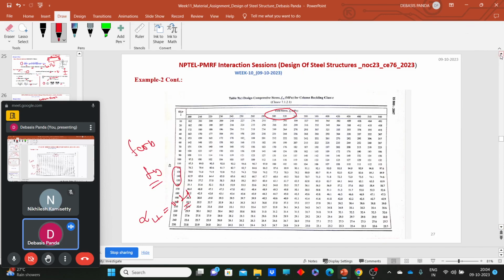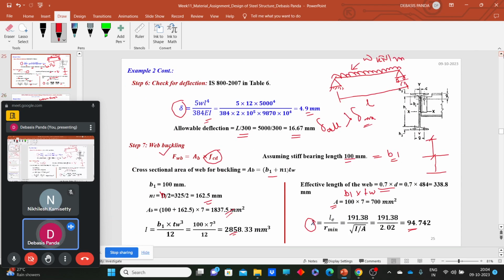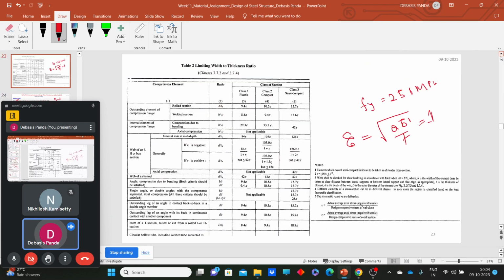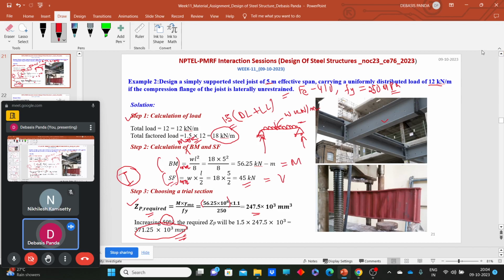So what was the design procedure? Let's quickly summarize these things and please check the calculations. I may have made some mistakes in the calculations. So let's quickly recapitulate what we have done here, then we will go to the next section.